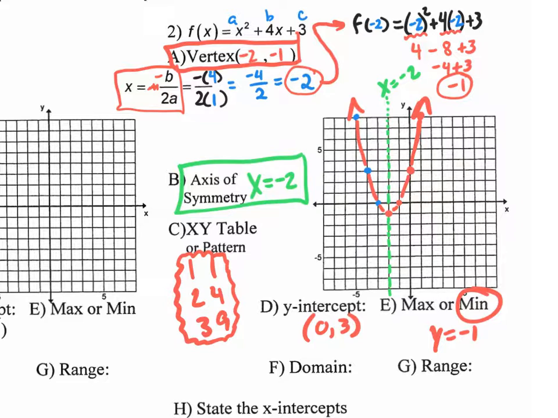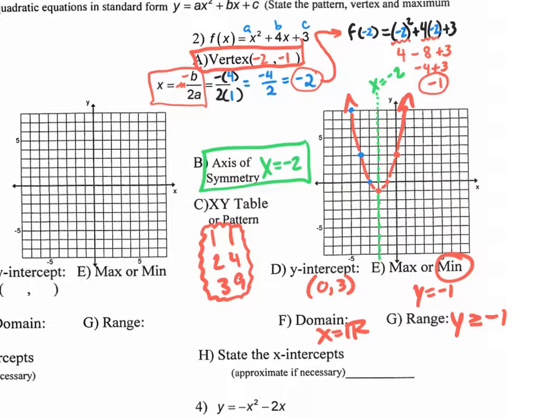The domain, that's absolutely easy. X equals all real numbers. The range, just as easy. Y is greater than or equal to your minimum value, because this is your minimum value. Or another way I say it is it's greater than or equal to the y value of your vertex, because that is the minimum value anyway. And that's it. Oh no, there's one more.